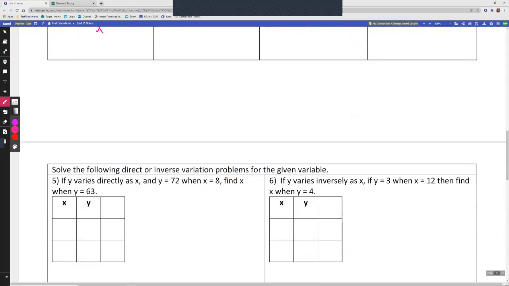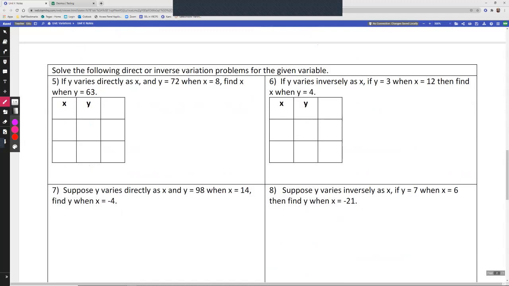Next, let's look at number 5. It says if y varies directly as x and y equals 72 when x is equal to 8, find x when y is 63. So this initially seems like a lot, but it's not too bad at all.